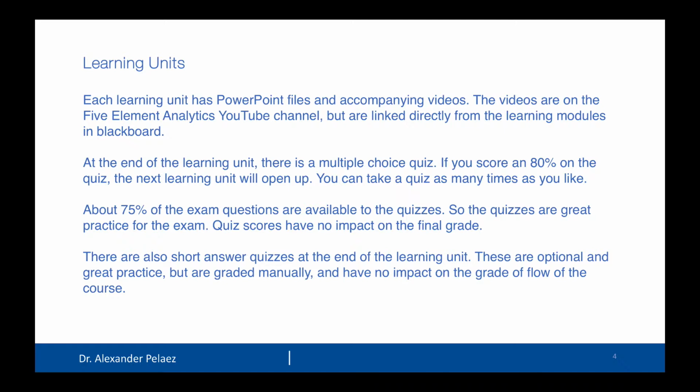Now, at the end of the learning unit, there's a multiple choice quiz. If you score an 80% on the quiz, the next learning unit will open up. So therefore, if you take the learning unit 2 quiz and you pass it with an 80, it will open up the next module. You can take the quiz as many times as you like, and this allows you to prepare for your exams, because about 75% of the exam questions are available in the quizzes. So the quizzes are great practice for the exam. Remember that the quiz scores, though, have no impact on the final grade. They're only there to allow you to move from module to module.